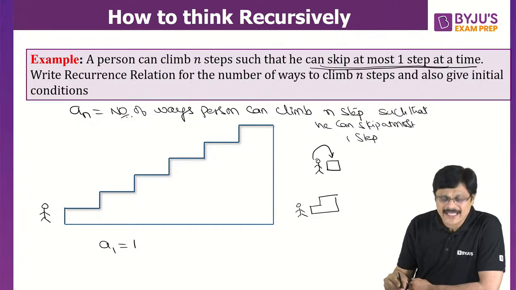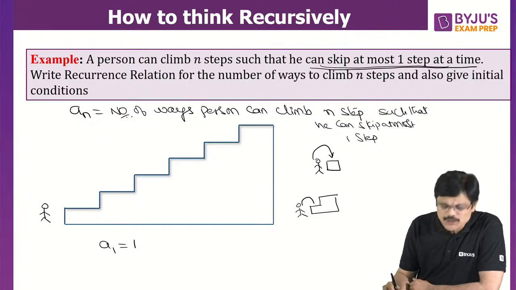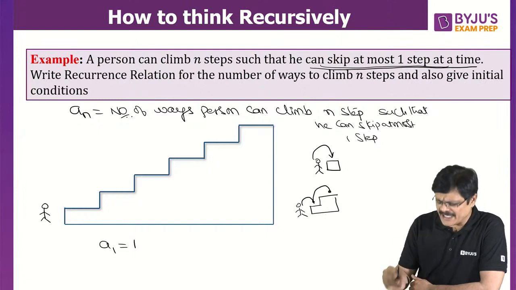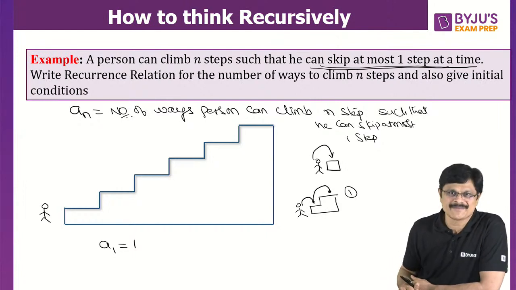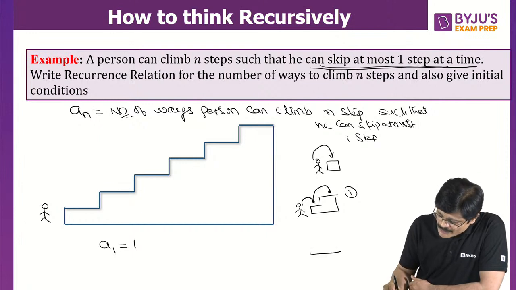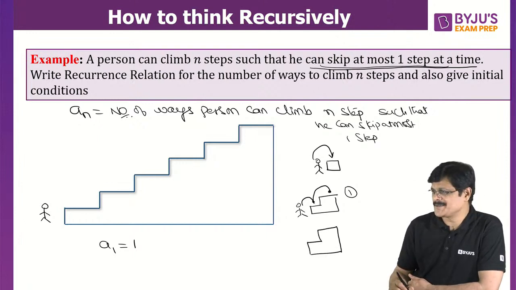So what he can do is he can climb like this. Without skipping, like a gentleman, one step after another step he will climb. That is one way. This is one way he can climb two steps. And what will be the other? What is the other way he can do this?